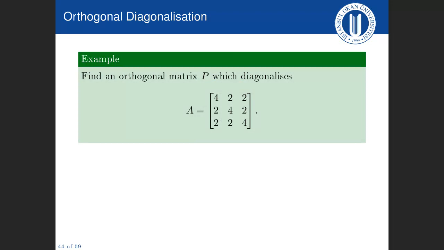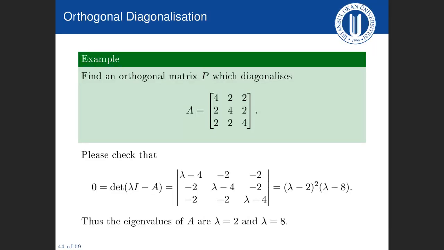So let's do an example. Find an orthogonal matrix P which diagonalizes this matrix A. Well, first we need the eigenvalues and we need a basis for each eigenspace. And I'm not going to do all the details here. Please check that this is the characteristic equation for this matrix. And then we can see that the eigenvalues of A are lambda equals 2 and lambda equals 8.